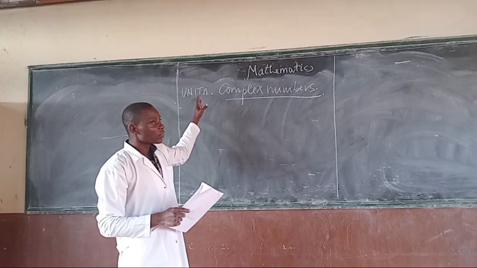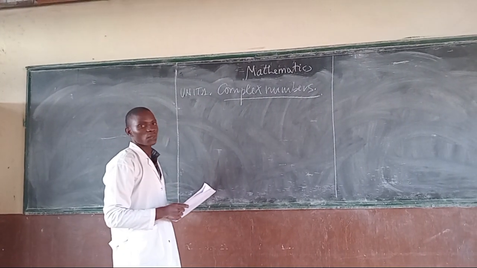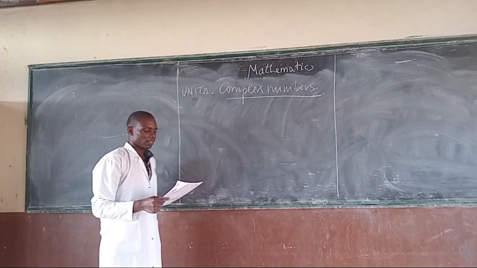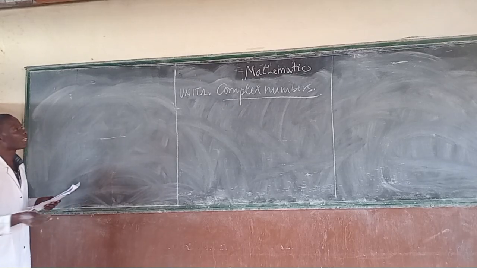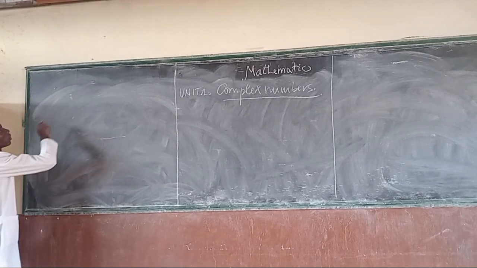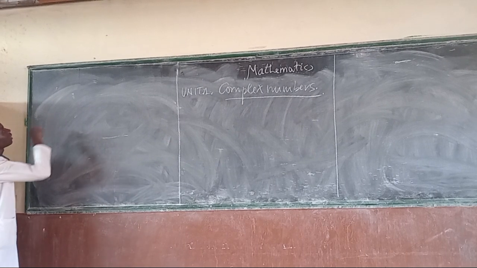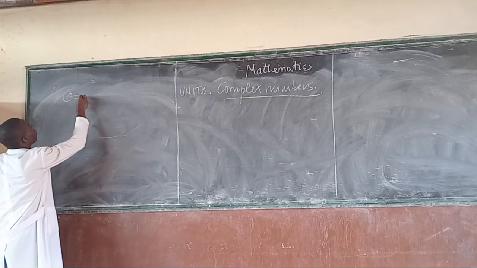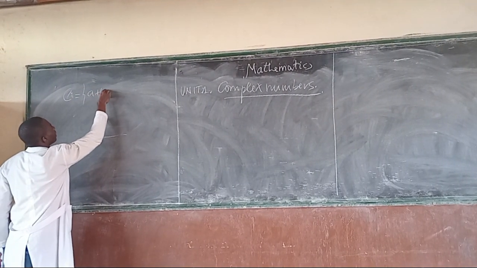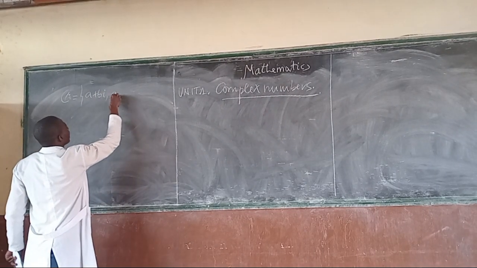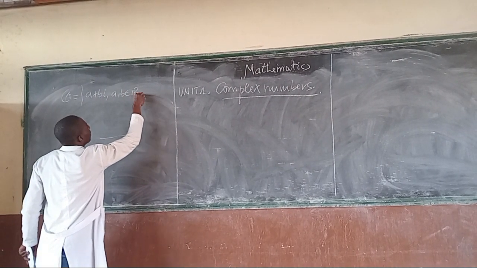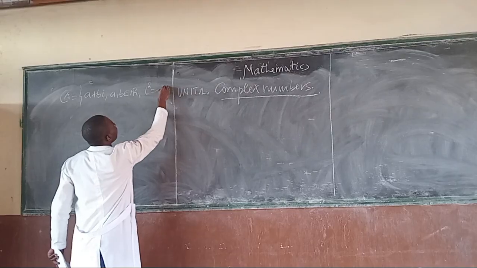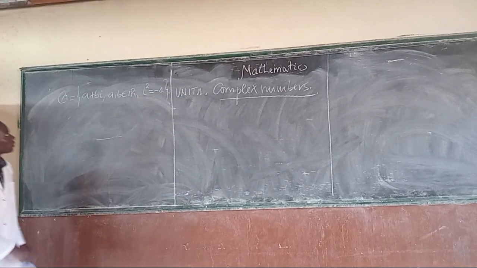Now, as you know, last time when you were here at school, we discussed different concepts about these complex numbers. By revising, you must know the concept of those complex numbers. We have seen that this complex number set C is made up of a plus bi, where a and b are real numbers, and i squared is equal to negative 1.